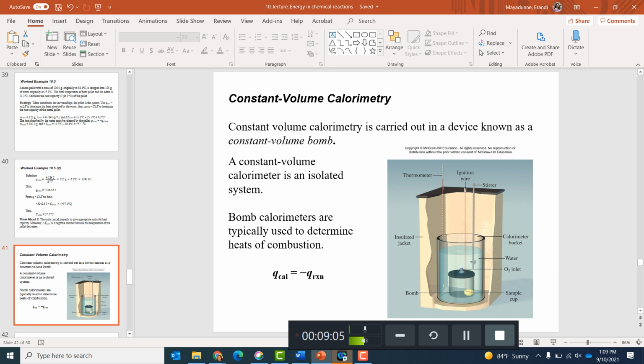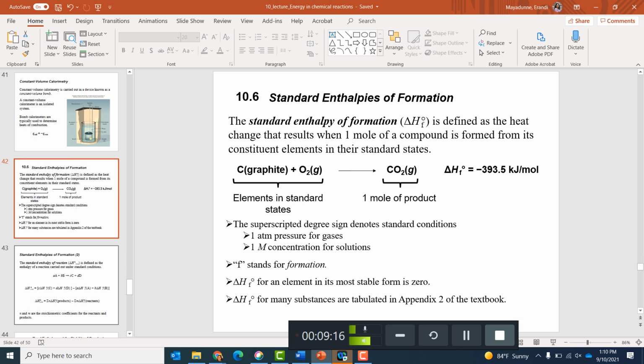And we have the constant volume calorimetry. We call it bomb calorimetry. There is no volume change. It's in a small container. So there are different types of calorimetry.